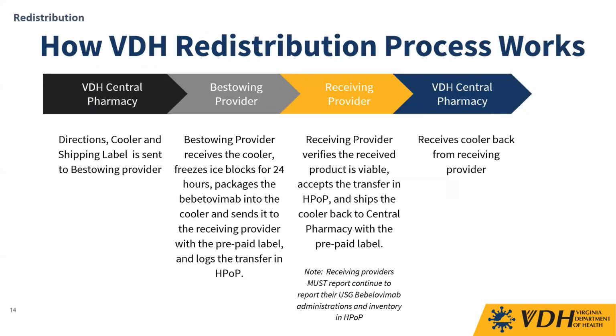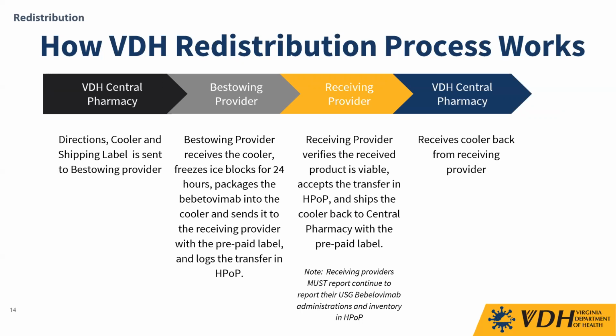So how does the process work? I just want to first note that through the redistribution process, there is a lag time in processing the shipment from one provider to another provider. It's usually just a tad more than what it would be if you were to order it through the distributor. But once we've matched providers, we will notify you both by email.